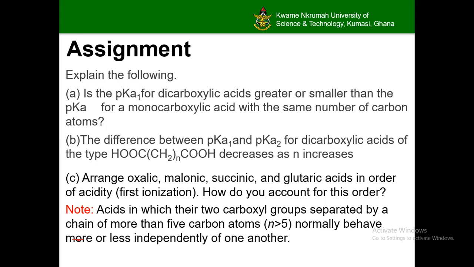Very simple. Now, there's something for us to note here, that acids in which the 2 carboxyl groups are separated by a chain of more than 5 normally behave more or less independent of each other. That is, if the chain length is more than 5, that's greater than 5. So if N is equal to 6, right, that's if you are going to the nonane dioic acid, those ones, for those ones, the effect of one carboxyl group on the other one is quite negligible. So the 2 carboxyl groups are approximately behaving as independent entities. That's what we are talking about here.